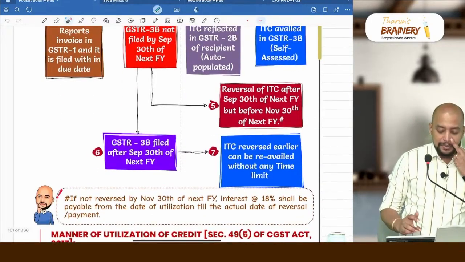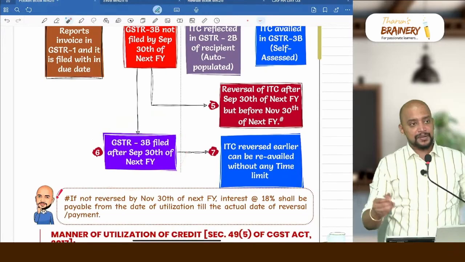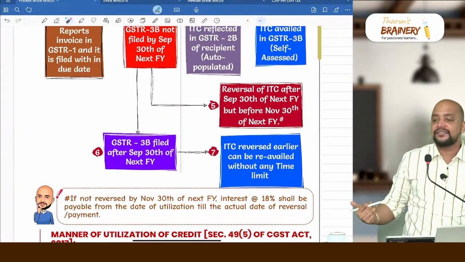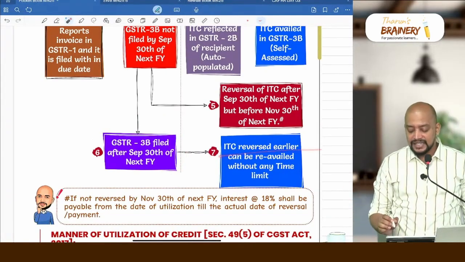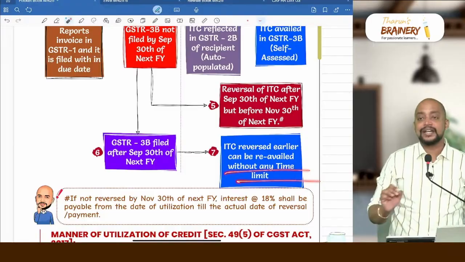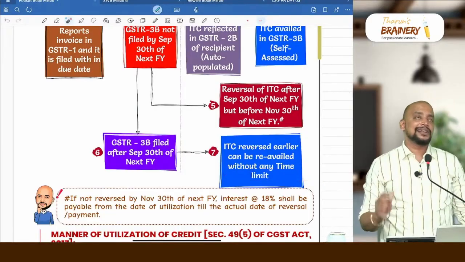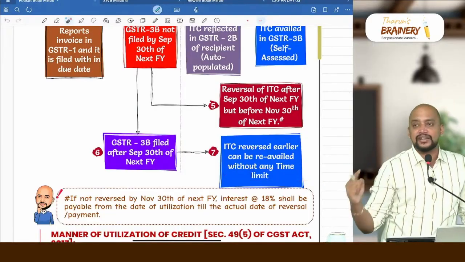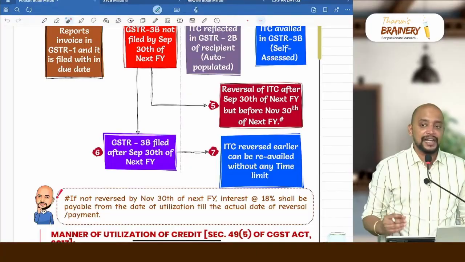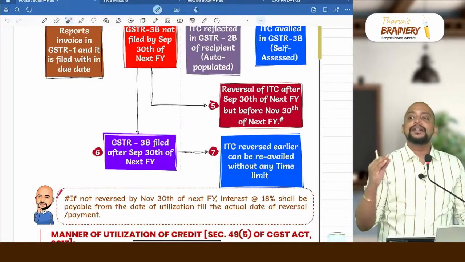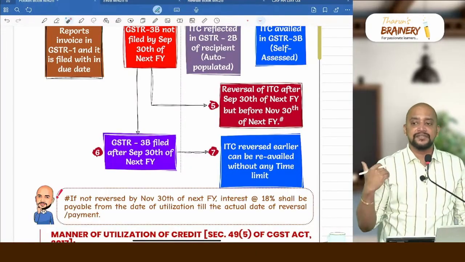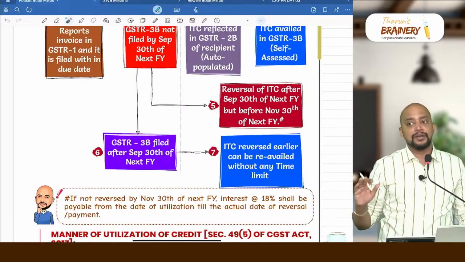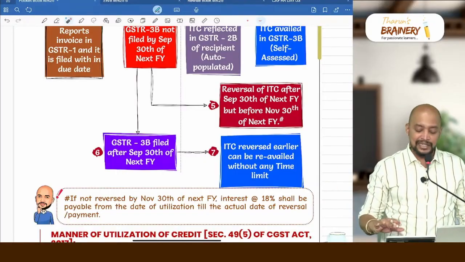And what if the 3B is filed after September 30th? Then again he can re-avail the ITC. ITC reversed earlier can be re-availed without any time limit. Remember, generally there is a time limit for availment of ITC, that is 30th November of succeeding financial year or date of filing annual return, whichever is earlier. But in case of re-availment of ITC reversed earlier, we don't have any time limit. Even beyond that also we can re-avail this ITC.